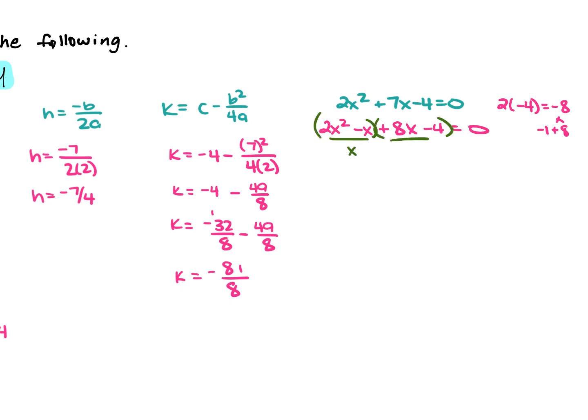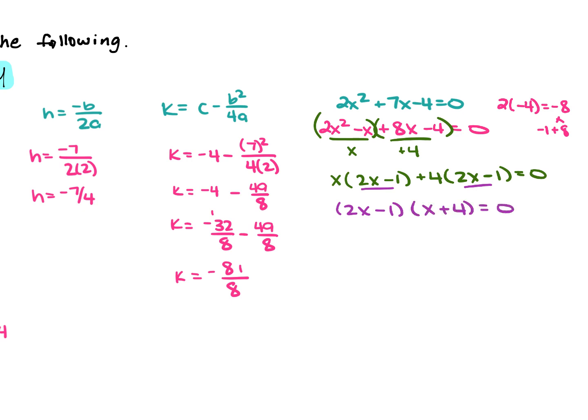We factor out an x from the first set. We factor out a positive 4 from the second. So this just gives us x times 2x minus 1 plus 4 times 2x minus 1 is equal to 0. Your two parentheses are the same, so we can rewrite this as 2x minus 1 times x plus 4 is equal to 0. From here, set each of these equal to 0 and solve for x.